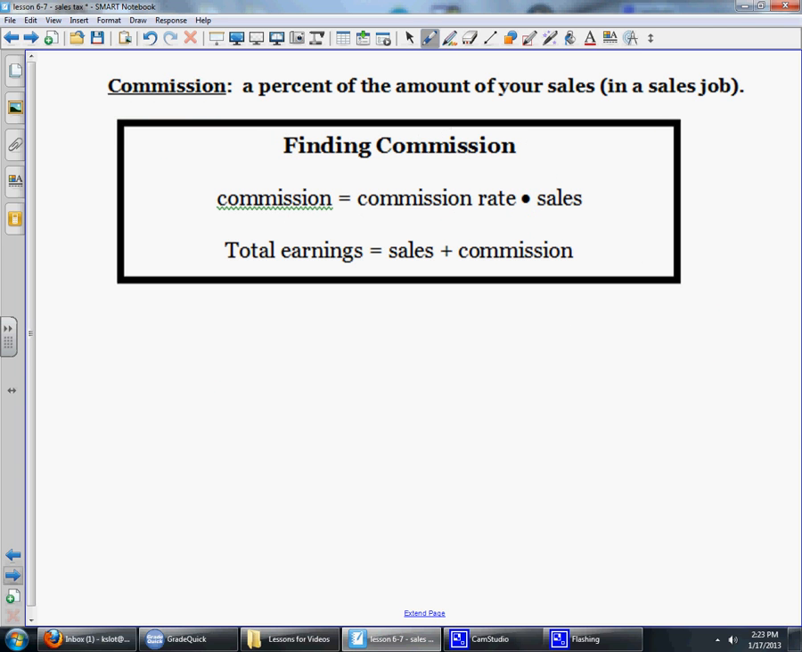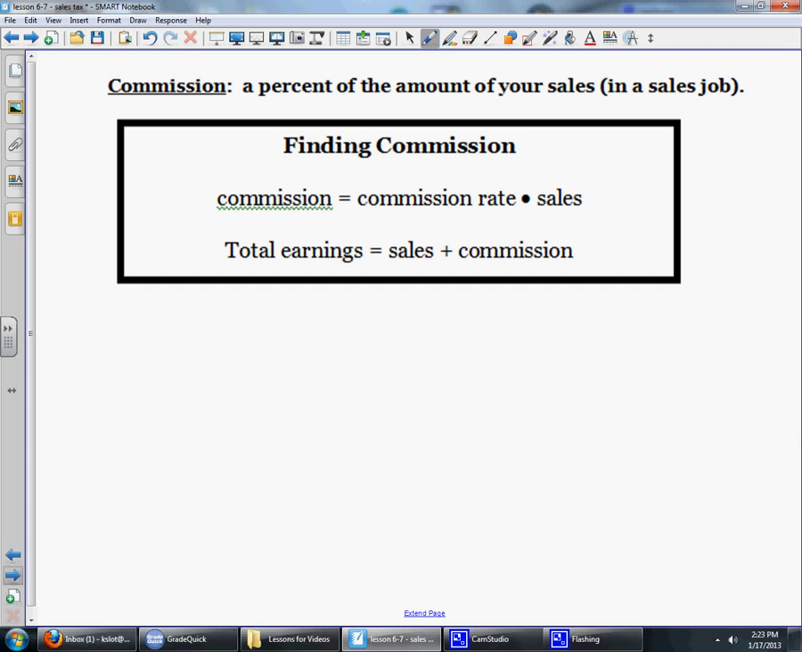The next thing we're going to talk about is commission. Commission is a percent of the amount of your sales. So in some stores, maybe like Macy's or JCPenney, if you help someone with buying something, then you may get a percent of the amount of their purchase. Another place this happens is when you sell cars. Car salesmen get commissions, and also people who sell houses.